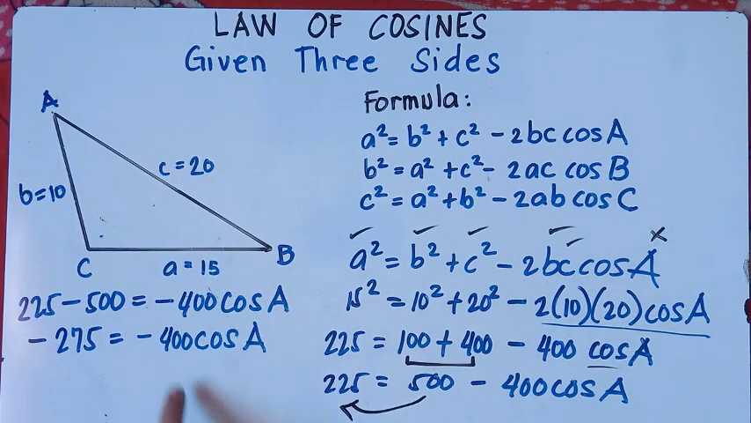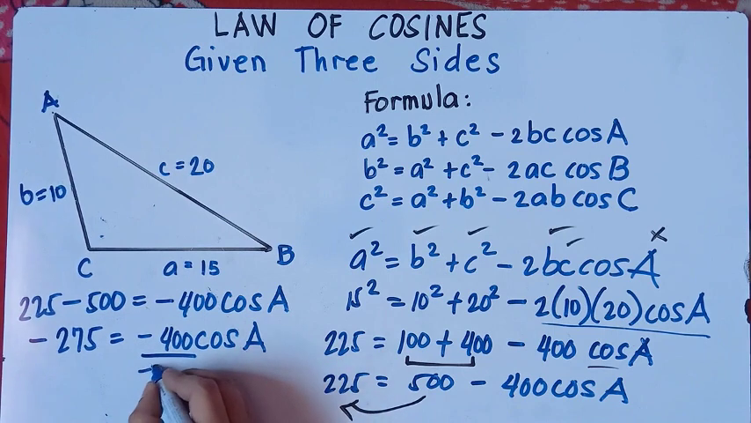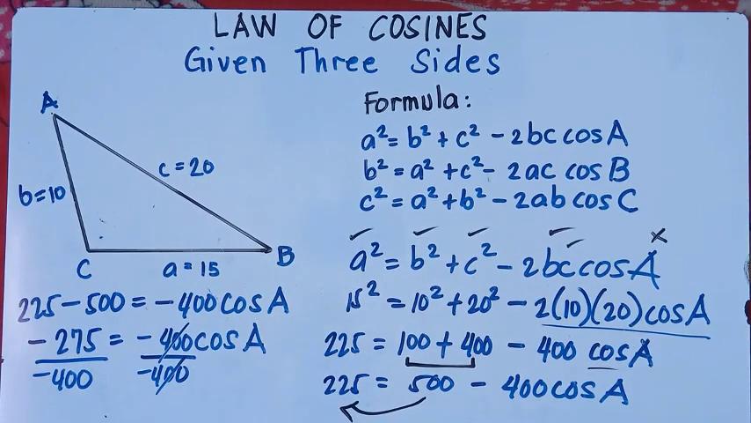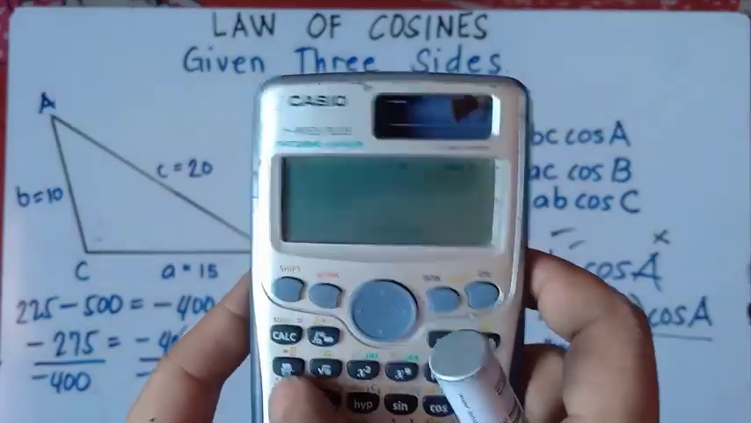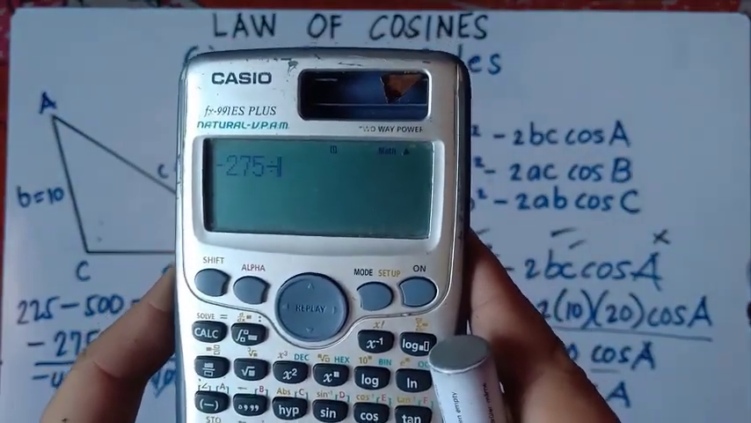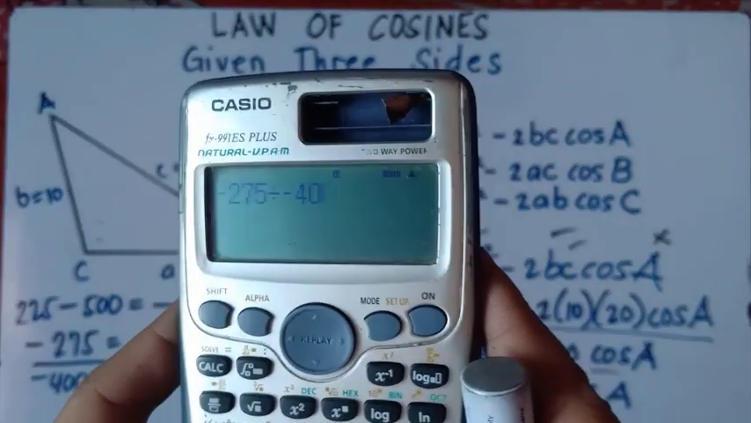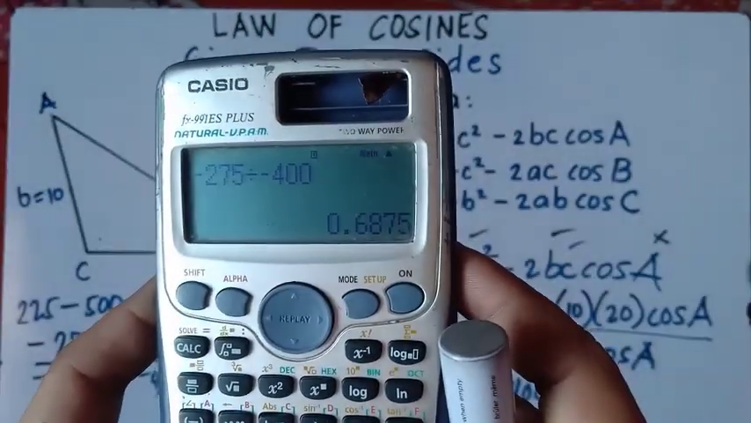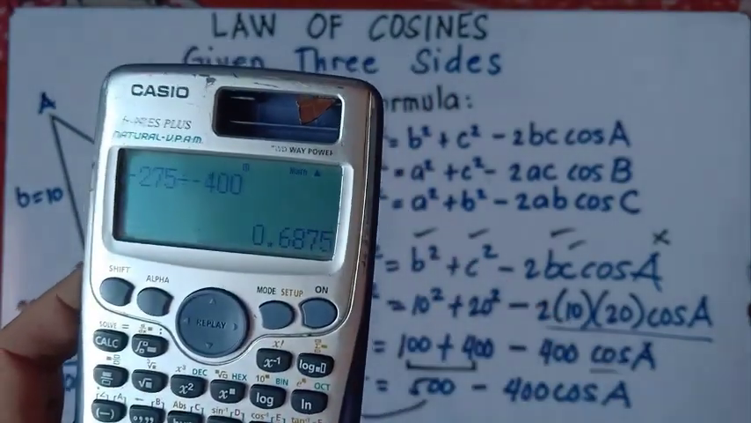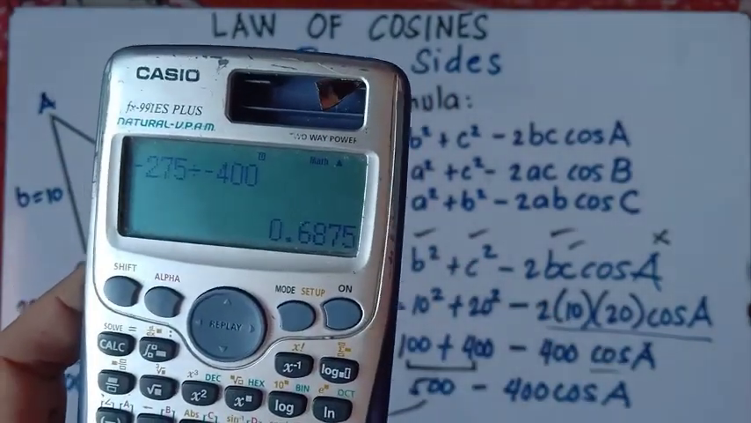So next, so that we can remove this negative 400, we need to divide both sides by negative 400. So cancel this out. Negative 275 divided by negative 400. Okay, so we have 0.6875.